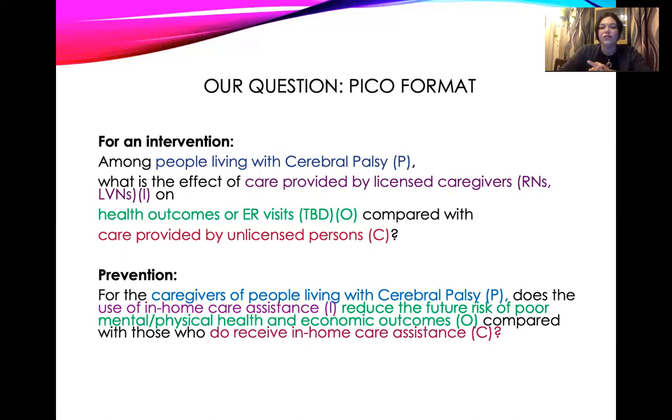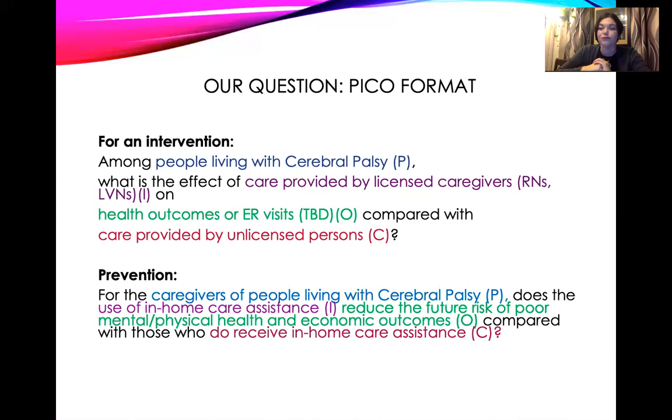So the first question, I tried to color code so that you can actually see the PICO right there. So among people living with cerebral palsy, that's your population, what's the effect of care provided by a licensed caregiver, so either an RN or an LVN, on their health outcomes or ER visits, we can figure that out later, compared with care provided by unlicensed persons, which is often what's happening now.